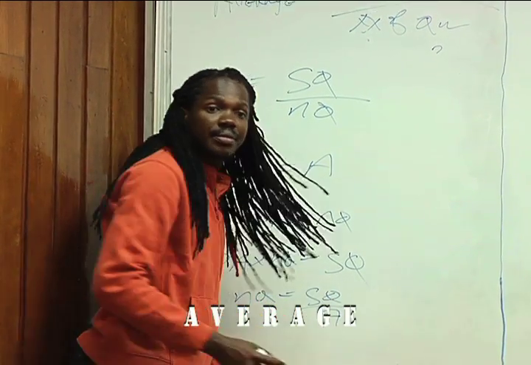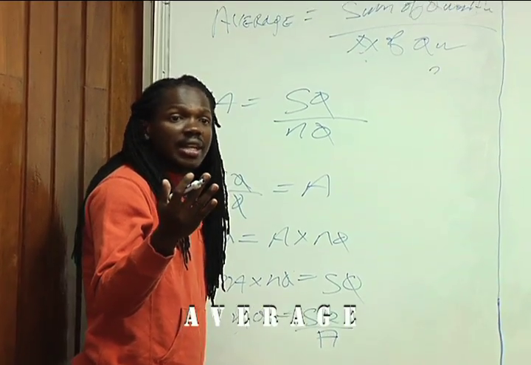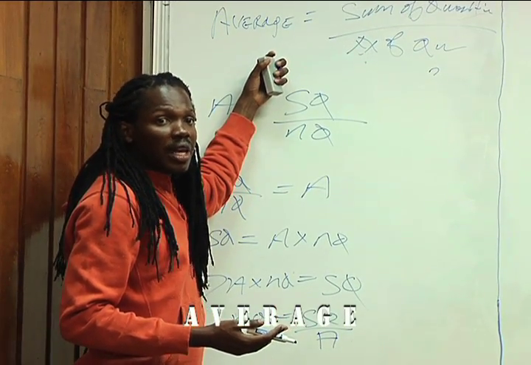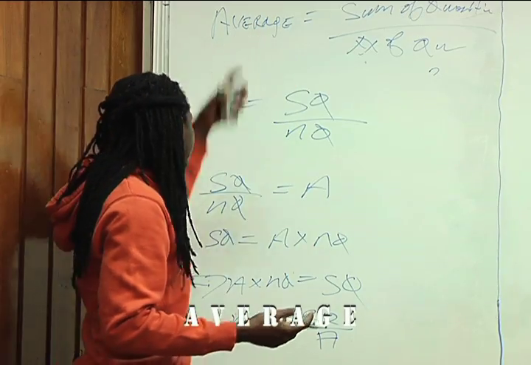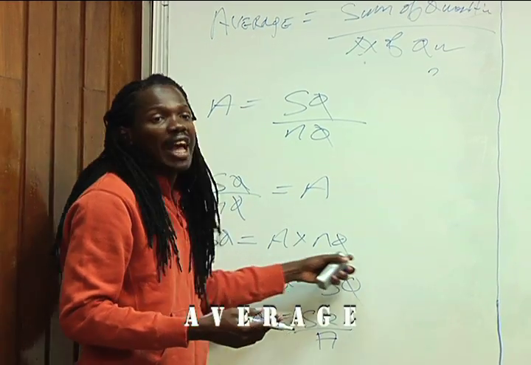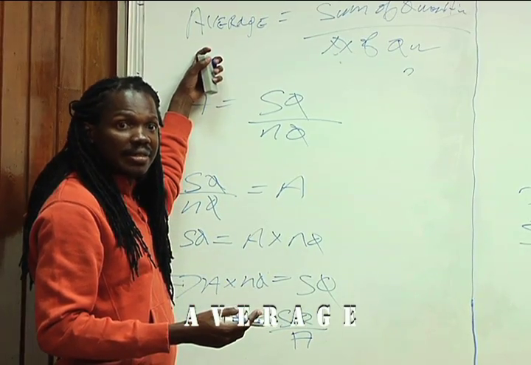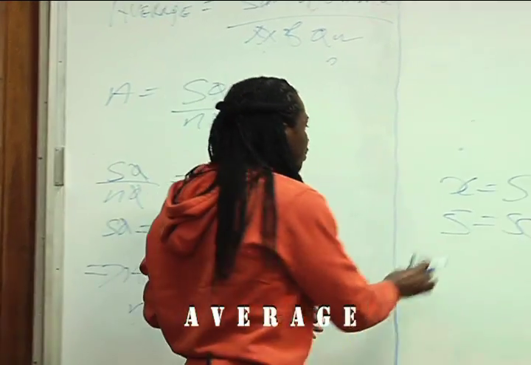You see that? All coming from knowing just this alone. If I want to find sum of quantities, then it's equal to average times number of quantities. You see it? All coming from this. Everybody understand? So tell me the numbers now.